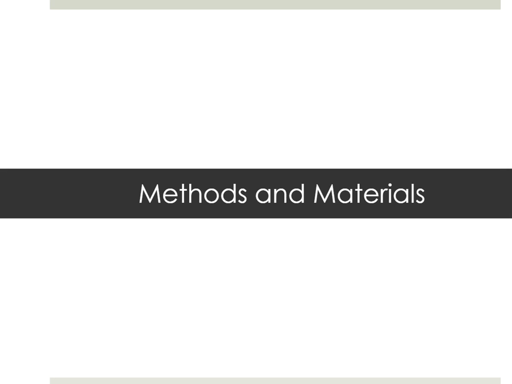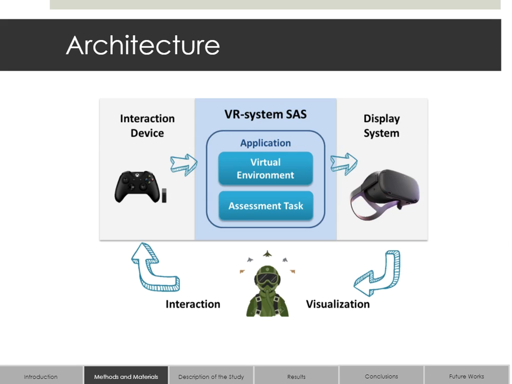Methods and materials. Now we can see the architecture of the VR system SAS. The VR engine includes a virtual environment and a virtual task assessment. For the interaction with the virtual environment, a wireless control or gamepad was used. The visualization device used was a head-mounted display, Oculus Rift. This VR device includes motion sensors, surrounding sound, and 360 degrees vision. These elements allow one to feel immersion within the virtual environment.